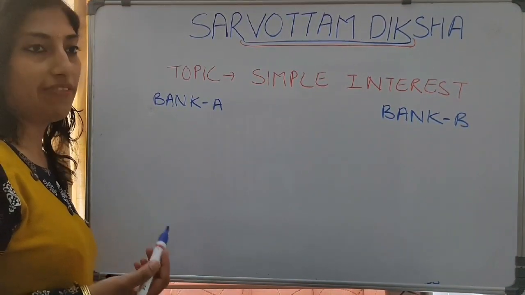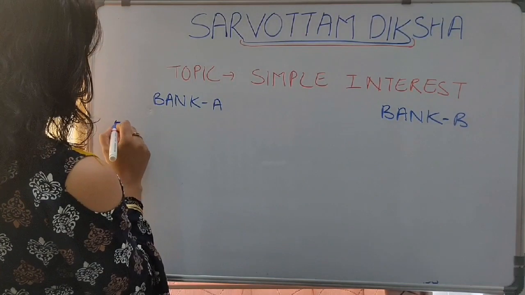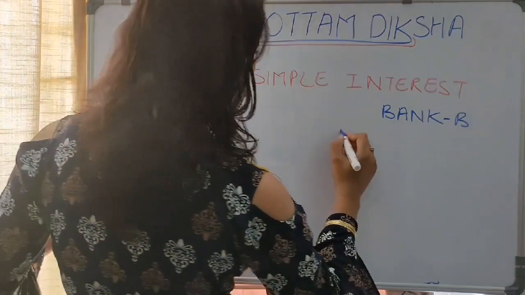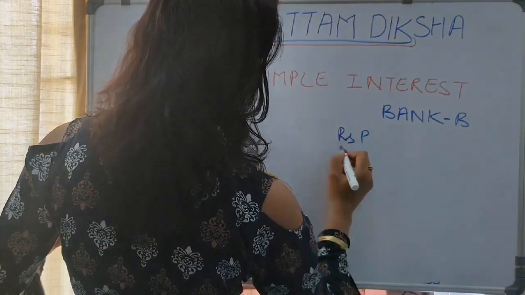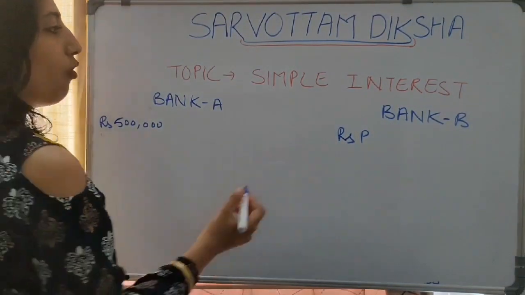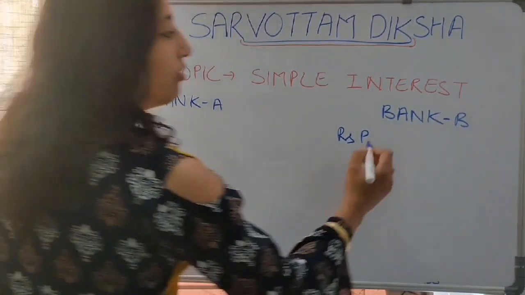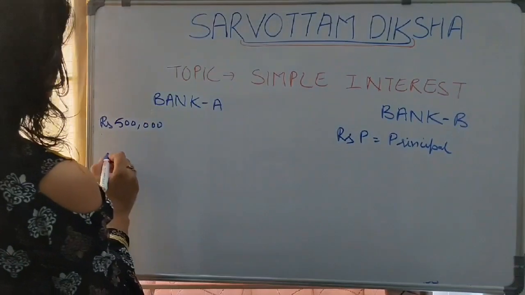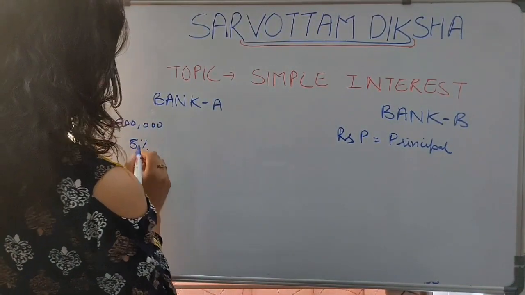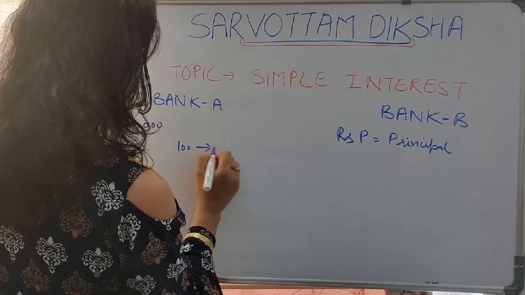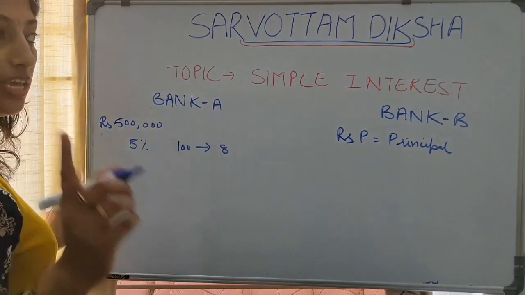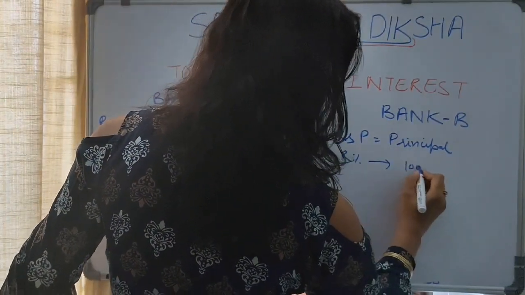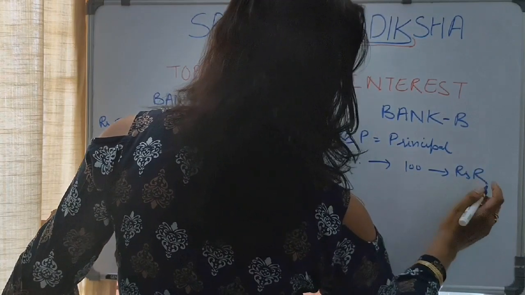Now suppose I have to take a loan for 5 lakh rupees. From bank A, I am taking a loan for 5 lakh rupees. Let me write rupees P so that we can derive the formula for simple interest also. What is this P? This P is the principal which I have borrowed from the bank. Suppose my rate here is 8%. It means for every 100 you have to pay 8 rupees to the bank every year. Here it is R%. So it means you have to pay rupees R to the bank for every 100.